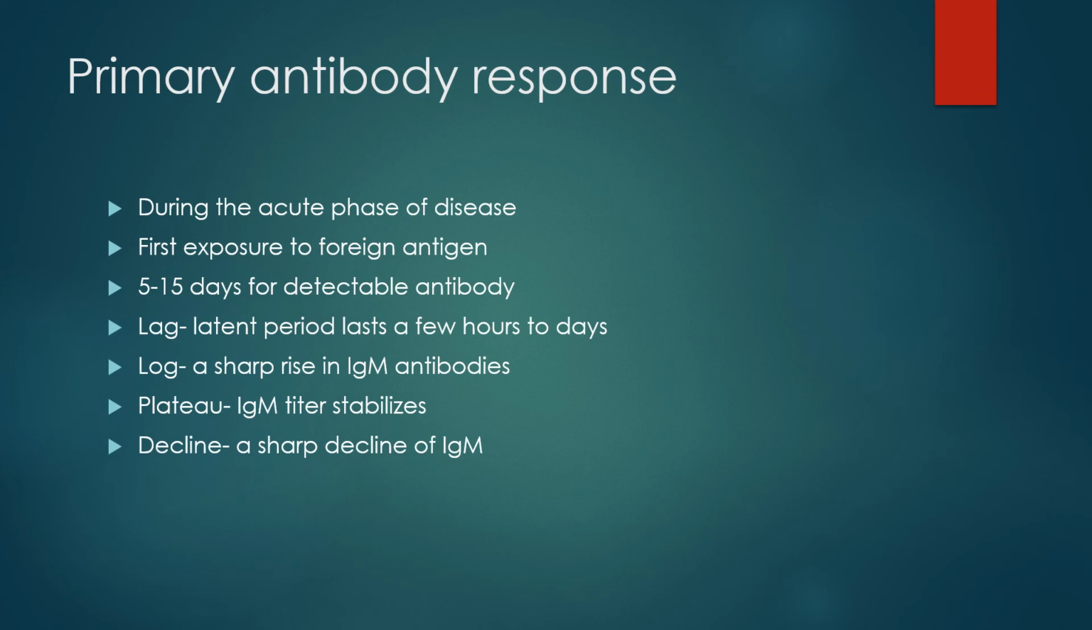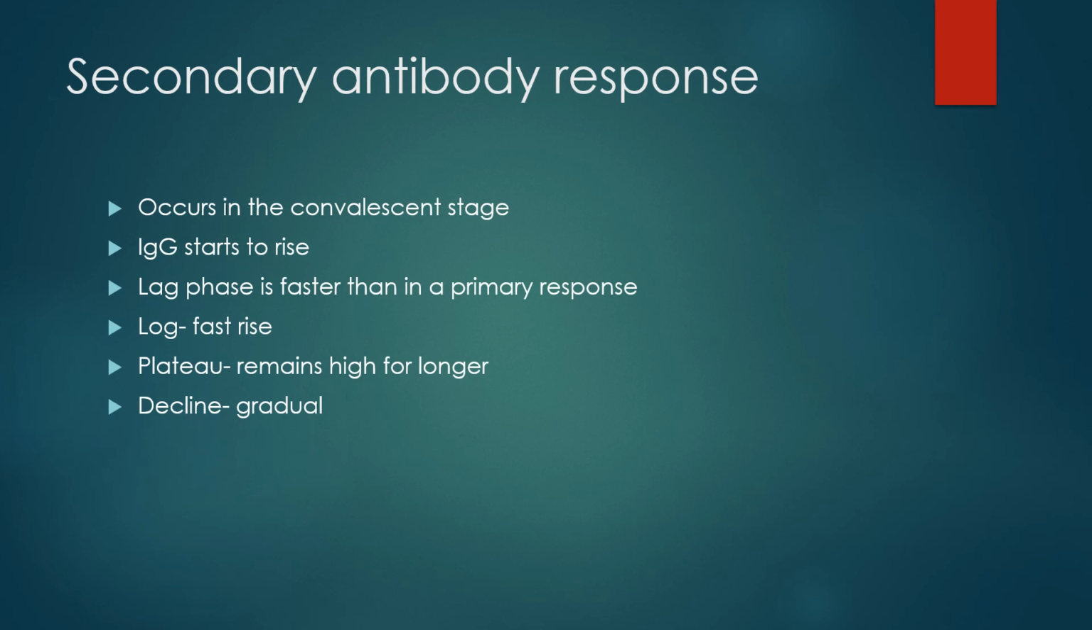The log phase, you will see a sharp rise in IgM antibody. The plateau stage, the IgM antibody starts to stabilize, that titer stabilizes. And then in the decline, there's a sharp decline of IgM in this stage. A second stimulation by the same antigen causes a secondary antibody response. This results in higher antibody titers. In a secondary antibody response, IgG is the predominant antibody formed to secondary stimuli.